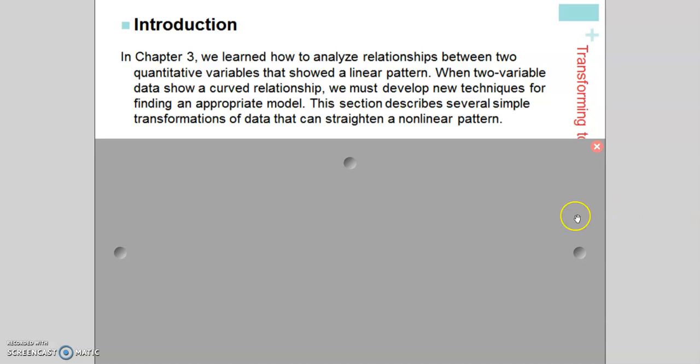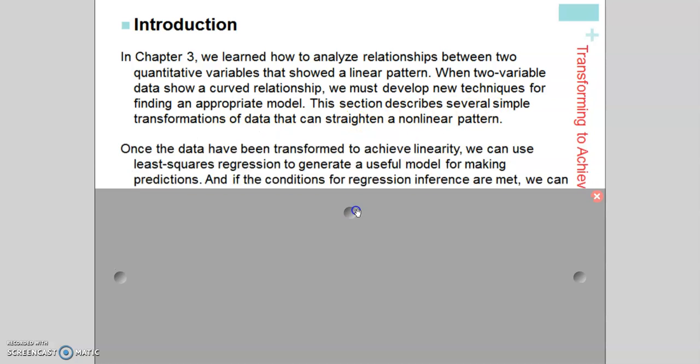So here's what we're going to look at. If you think back to chapter 3, we looked at analyzing relationships between two quantitative variables, and we looked at scatter plots that had linear patterns. When we describe the shape of those plots, we either said they were linear or they were not linear. So what we're going to finally do here is look at how to analyze data that actually show a curved or nonlinear relationship.